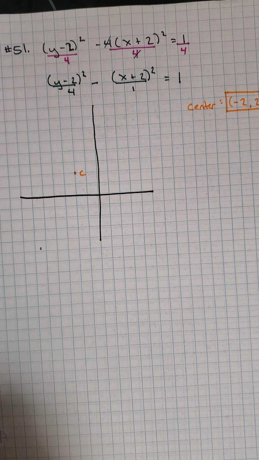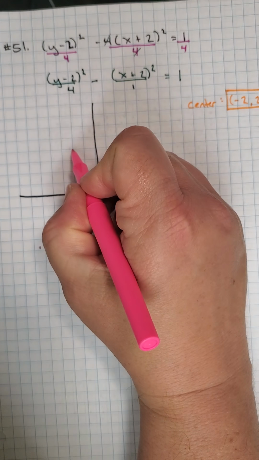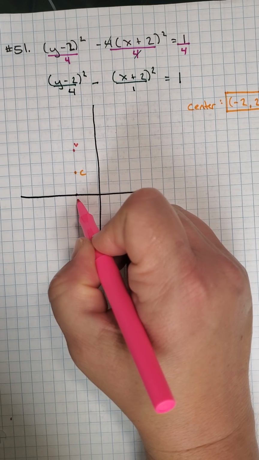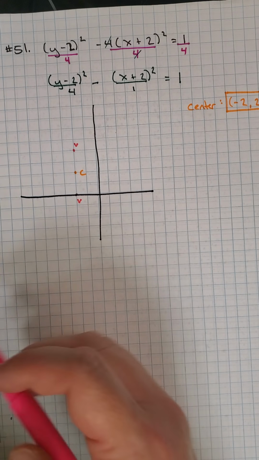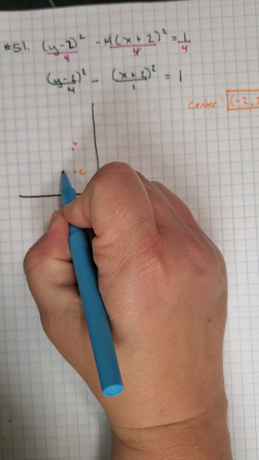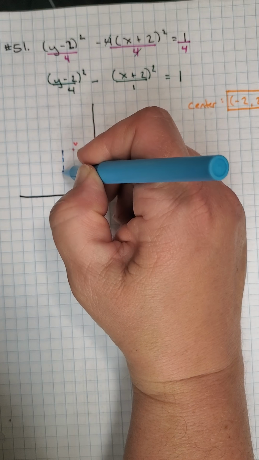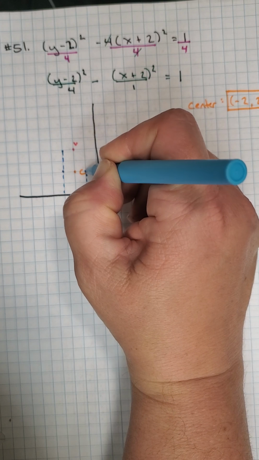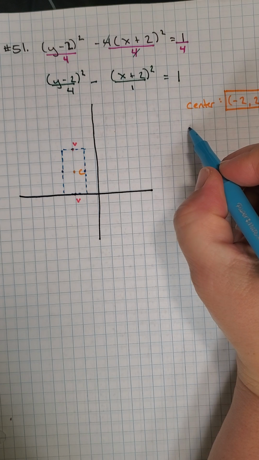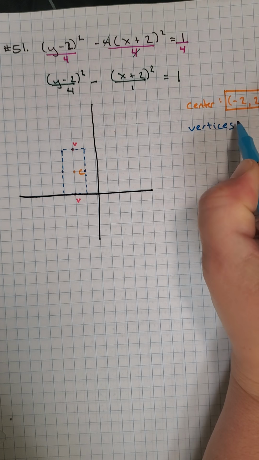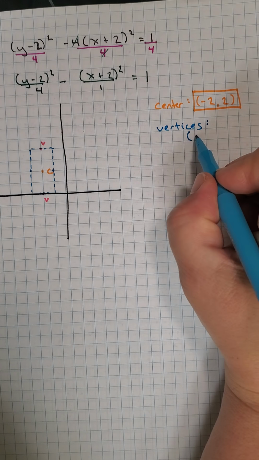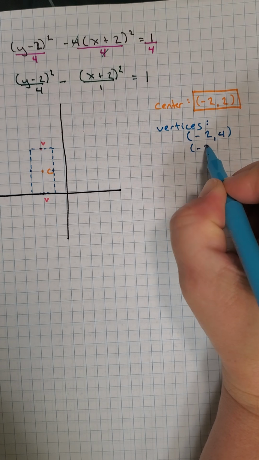And then in the y direction, we have 4 underneath. So in the y direction, we're going to go up and down 2 from our center. It's going to open up and down. So actually, those will end up being our vertices because y is first. It has nothing to do with y being bigger. And then in the x direction, we do the square root of 1, which is 1. So we go 1 to the left, 1 to the right. Okay, and then you can make your box. Actually, let me identify vertices over here real quick just because I can. Oops, sorry. So our vertices are at -2, 4, and -2, 0.